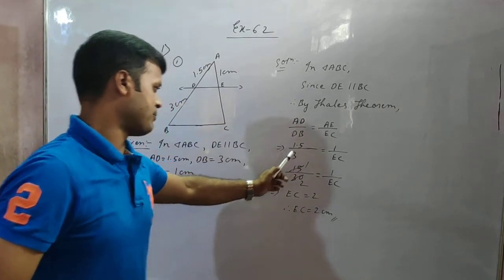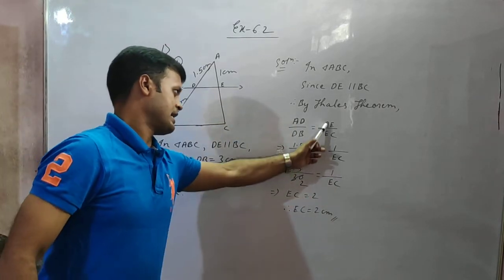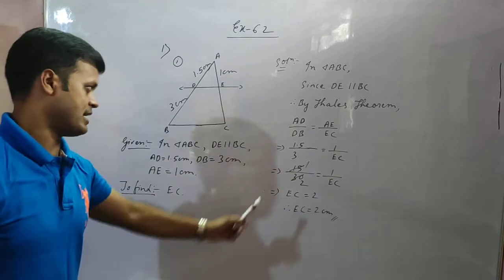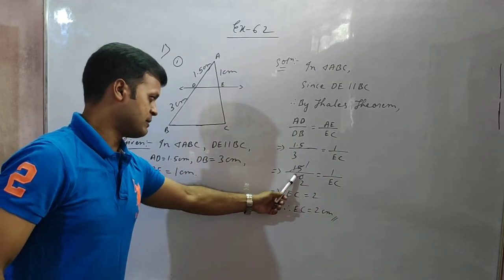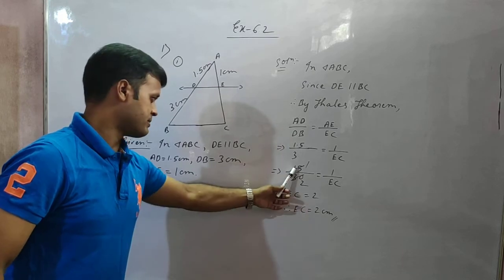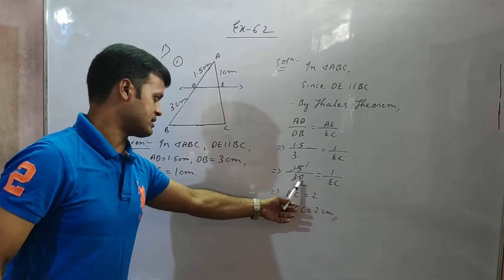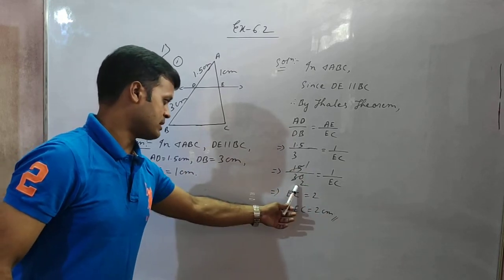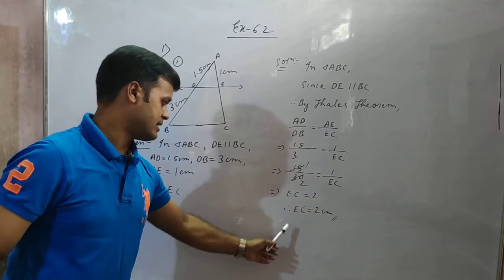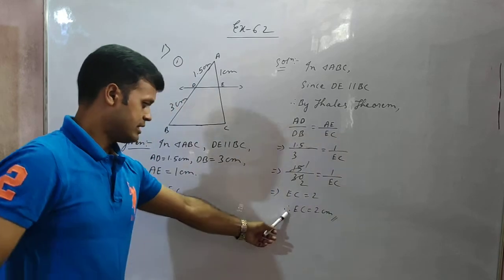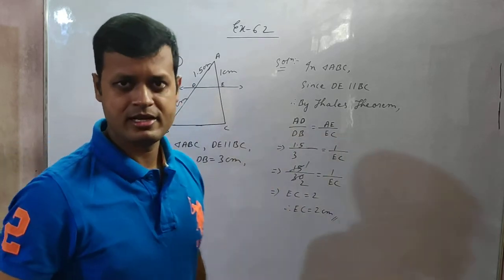So AD value I put 1.5, DB is 3, AE is 1, and below is EC. Removing the decimal point, below 1, 0 I will get. 15 cancels with 15 one time, and 30 two times. Then cross multiplying, 2 into 1 will become 2 and EC into 1 will become EC. Therefore EC is equal to 2 centimeter. Is it okay?